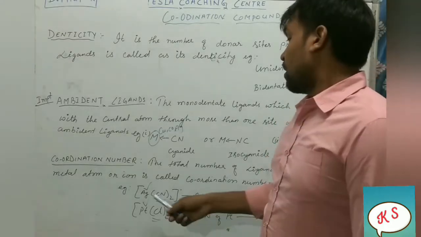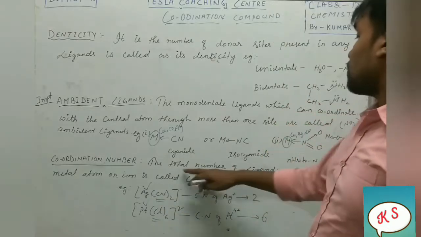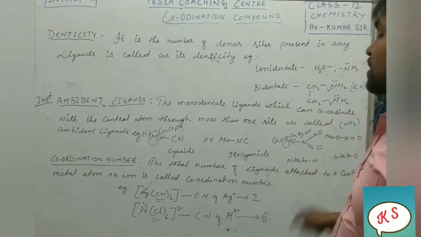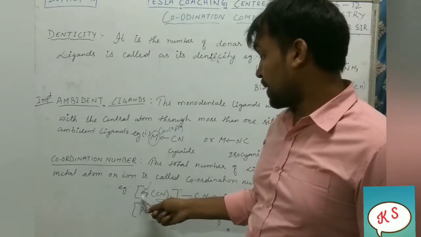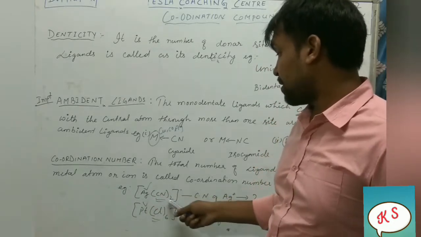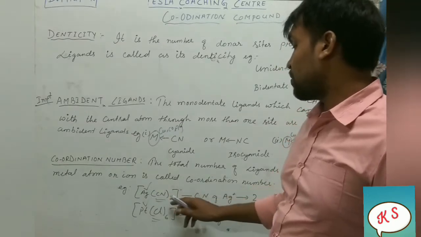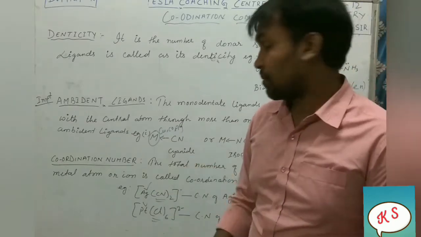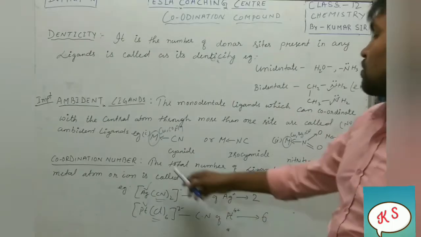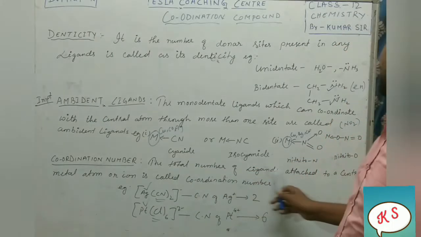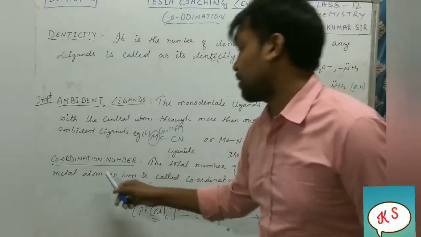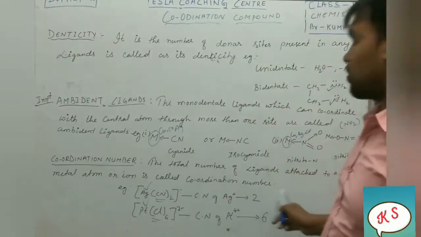So, total number of ligands attached to the central metal atom. This is the central metal atom. Total number of ligands attached is how much? 2. So this 2 is called the coordination number. Got it or not? So the total number of ligands attached to a central metal atom or ion is called the coordination number.